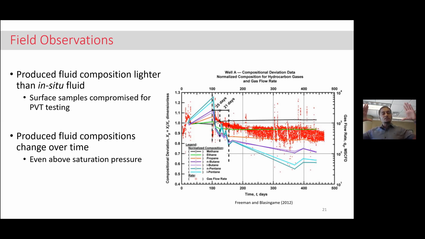And that's because there is no condensation, there is no evaporation in situ, in the subsurface. It's a single phase fluid that's moving through the pore spaces all the way to the wellbore and the surface, and we're collecting it over there. There should be no change in composition.